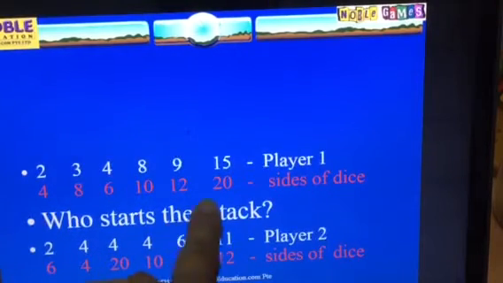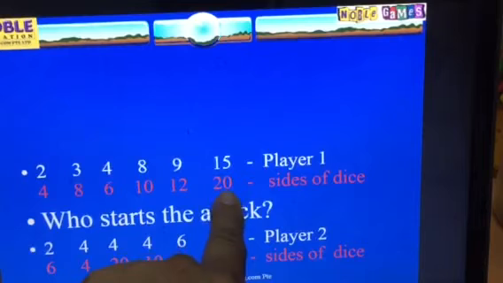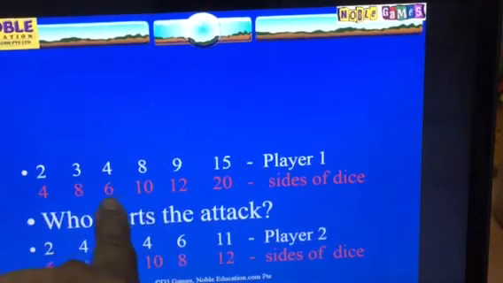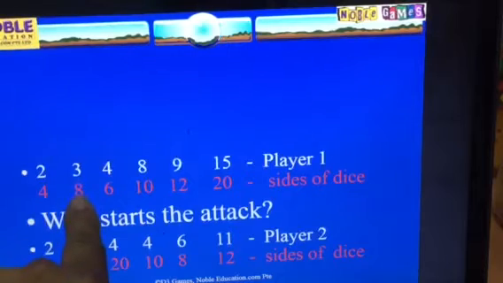For example, my 15 on a 20-sided die is very strong. So is my 9, so is my 8. My 3 on an 8-sided die is considered weak because it's below average. 4 out of 8 is average, so 3 out of 8 is below average. Same thing for my opponent, 4 out of 10 is below average. This is a strong die, 4 out of 20 is a weak die.